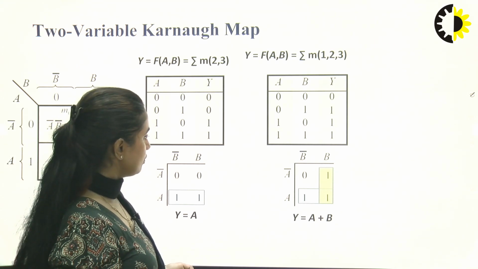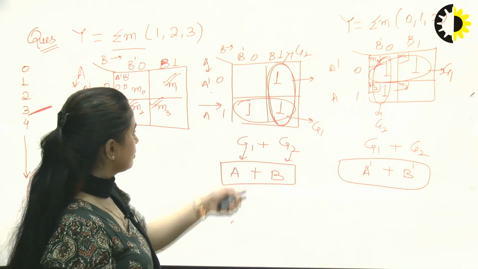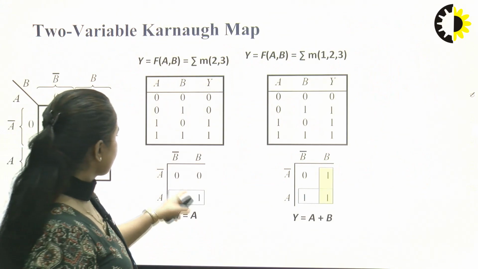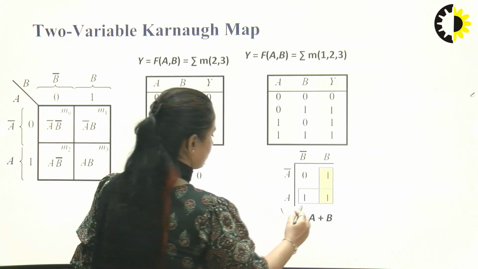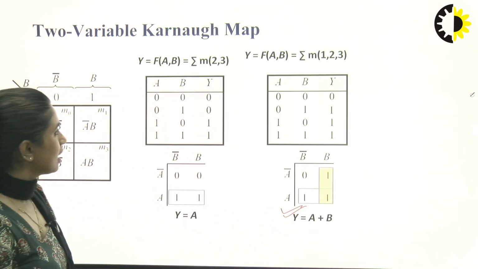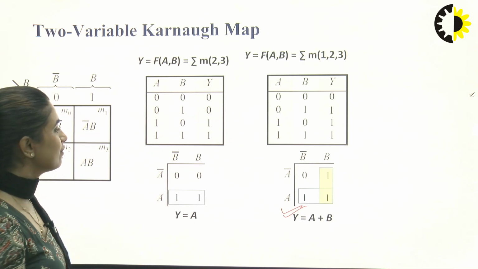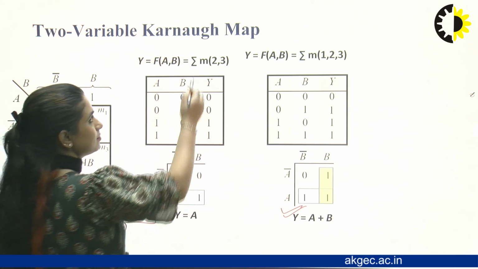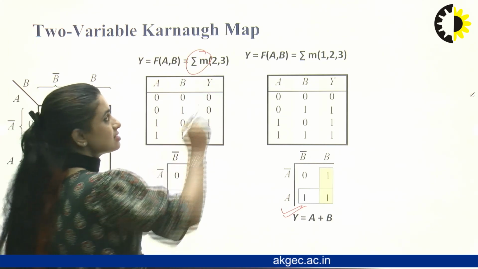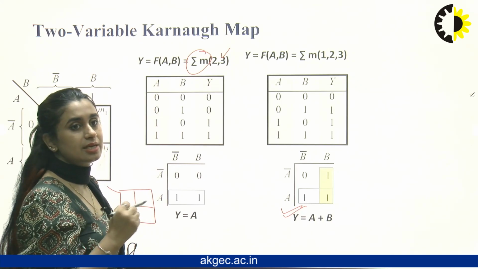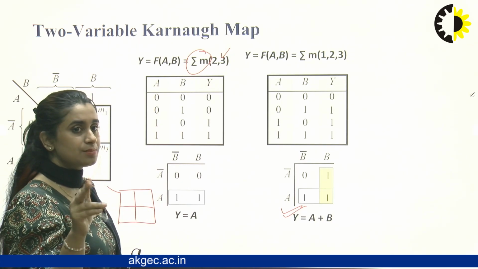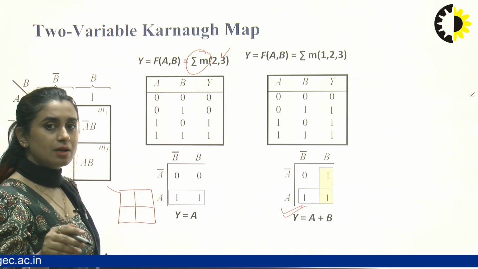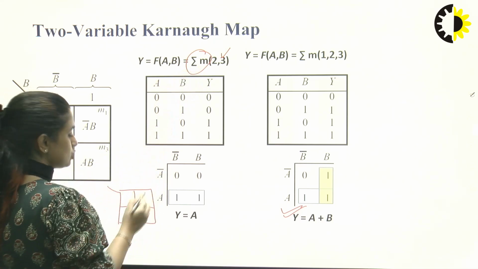So the question of 1, 2, 3 we have already covered, and the solution which we obtained was A plus B. Let's see. So the solution that we have got is A plus B. And for this question, M23: first step, SOP question. Second step, highest designation is 3, that means it's a 2 variable question. Third step is make the square. How many squares? 4 squares. Fourth step, fill in ones in positions 2 and 3.